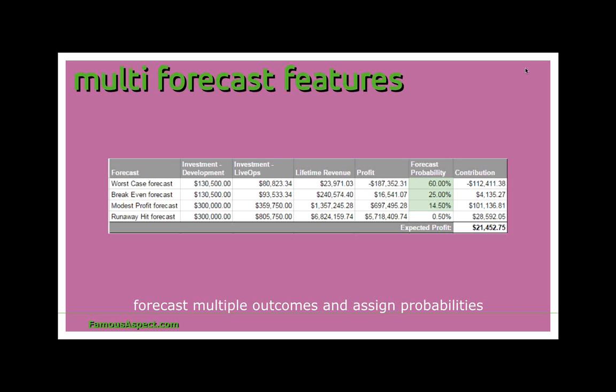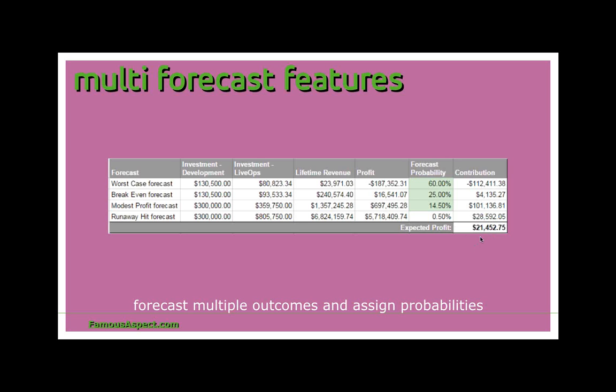And then what it asks you to do is add a probability. How likely do I think each scenario is to come true? And so here, just as placeholder, I said, well, I think this game is 60% likely to be a total failure, 25% likely to break even, 14.5% to make a modest profit, and 0.5% of a chance of being a huge mega hit. And so what it does is it multiplies your profit by each one of those forecasts, and it gives you what you can expect in the end, which is here I've forecast that the game will make $21,000.